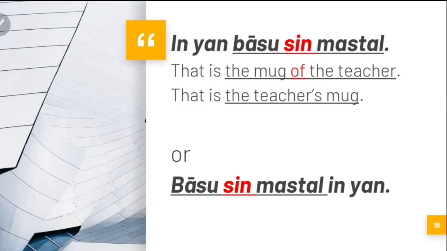Okay, example, we have inyan baso sin mastal, that is the mug of the teacher. So this is the object baso, and the owner is the word mastal, and because mastal is a common name, we use the relator sin and not the relator he. And we can also say baso sin mastal inyan.